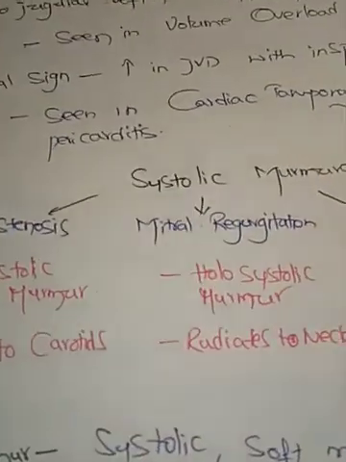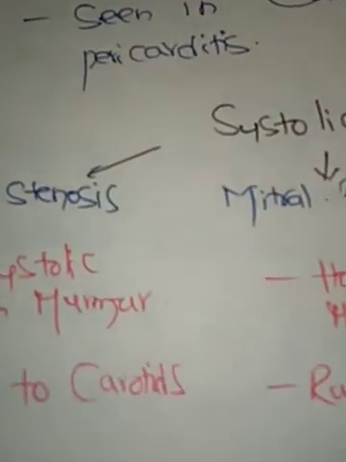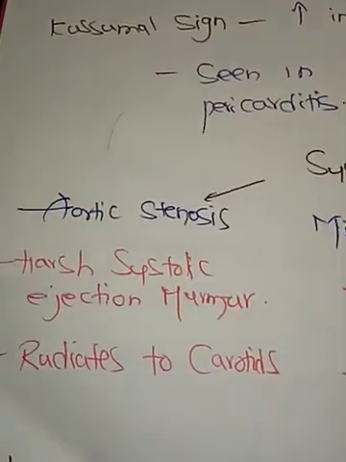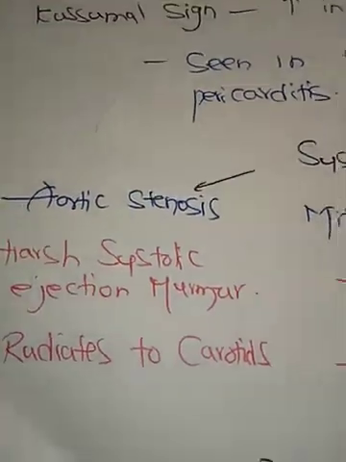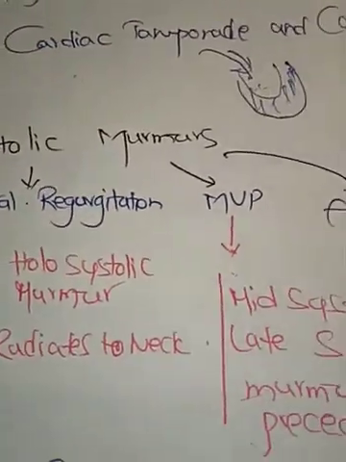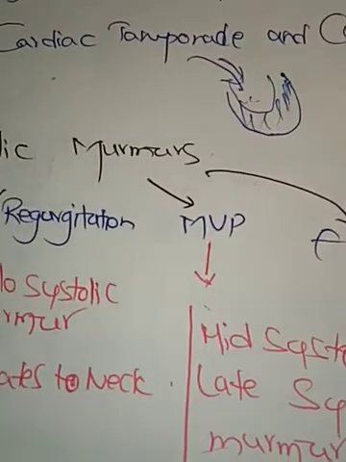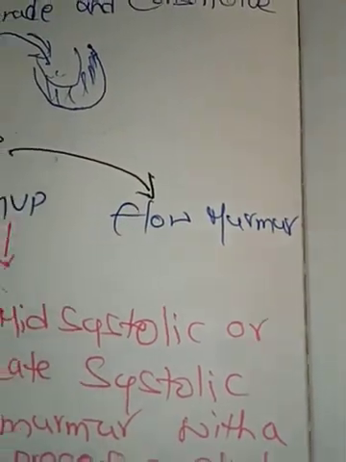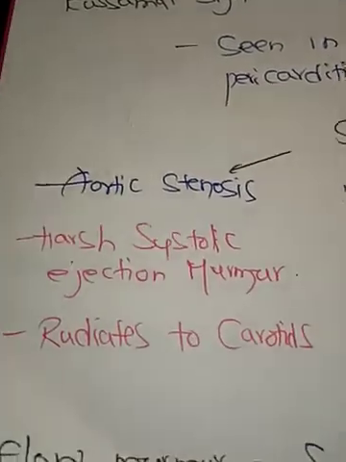Systolic murmur. Typically, systolic murmur is seen in 3 scenarios. One is aortic stenosis, second mitral regurgitation, mitral valve prolapse, and flow murmur. These are the 4 scenarios.